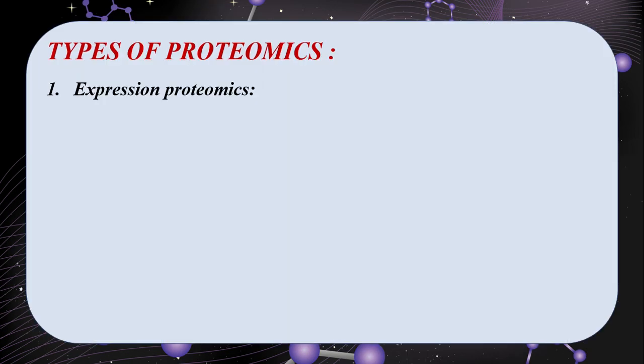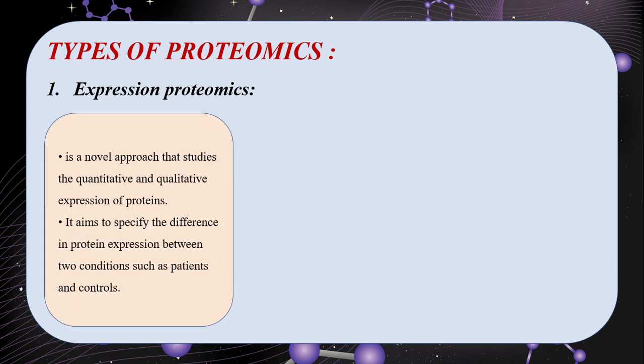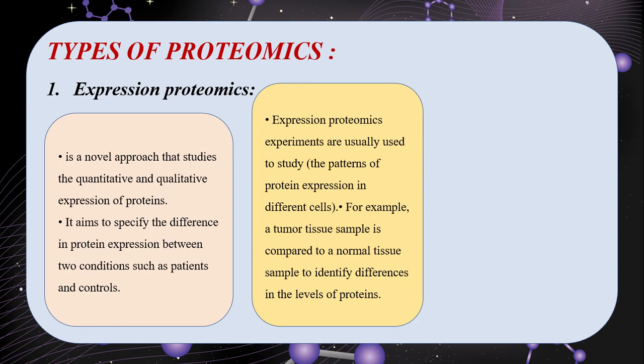Types of proteomics. Number 1. Expression proteomics is a novel approach that studies the quantitative and qualitative expression of proteins. It aims to specify the difference in protein expression between two conditions, such as patients and controls. Expression proteomics experiments are usually used to study the patterns of protein expression in different cells.